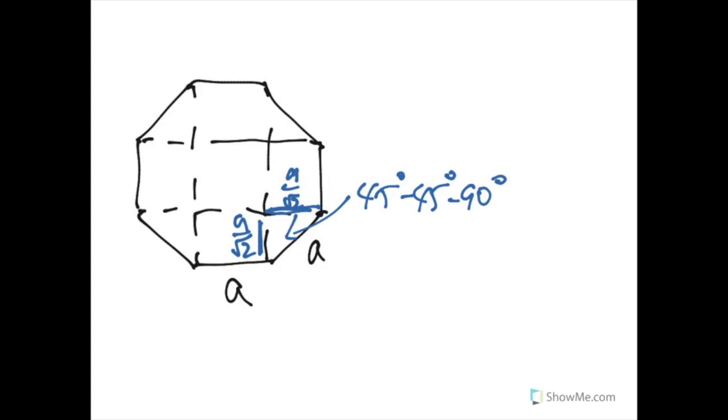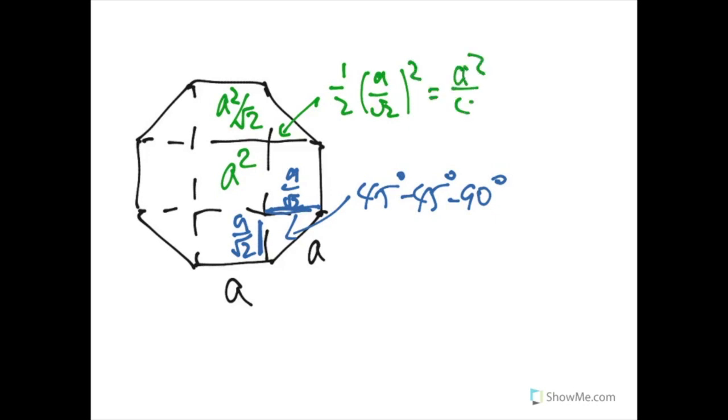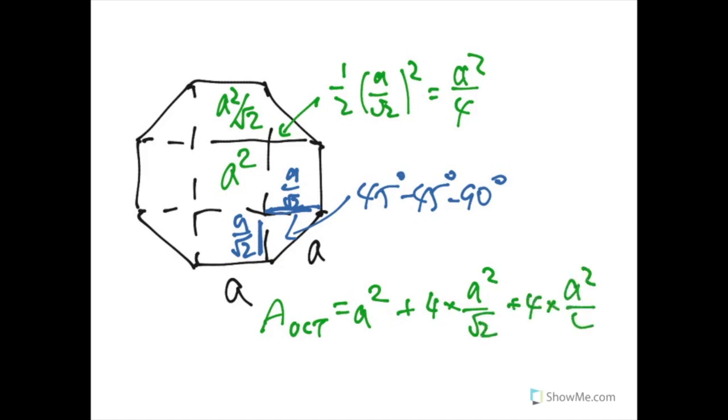And since we have these side lengths, we can compute the area of each of these shapes and then add them together. So we have that the center square has area a squared. The side rectangles each have area a squared over root 2. And the corner triangles each have area half times a over root 2 squared, or a squared over 4. And adding all of these together, we get the total area of the octagon is a squared plus 4 times the side rectangles plus 4 times the corner triangles, and we get 2 plus 2 root 2 times a squared as our final result.